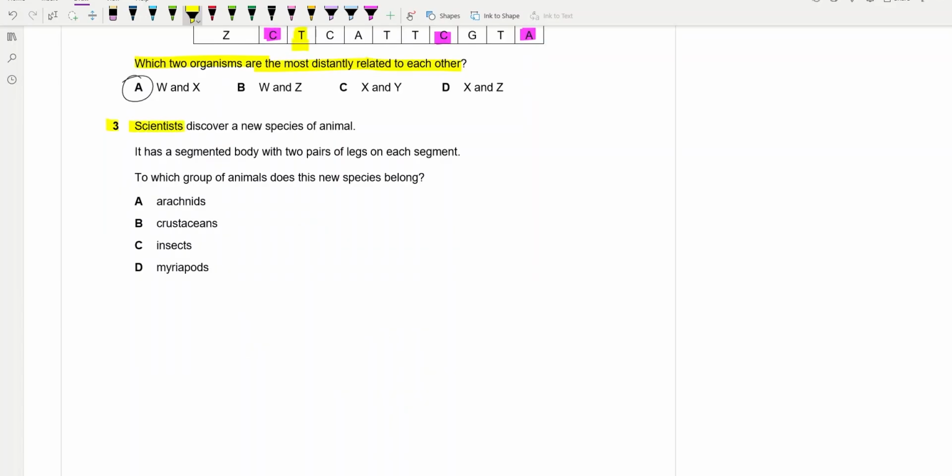Question number 3. Scientists discover a new species of animal. It has a segmented body with 2 pairs of legs on each segment. To which group of animals does this new species belong? So myriapods have 2 pairs of legs on each of their segments. So the correct option would be option D.